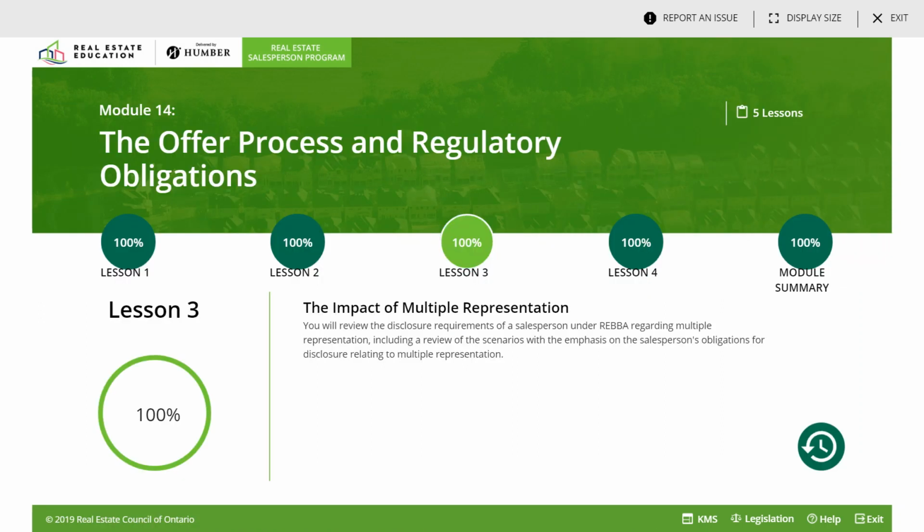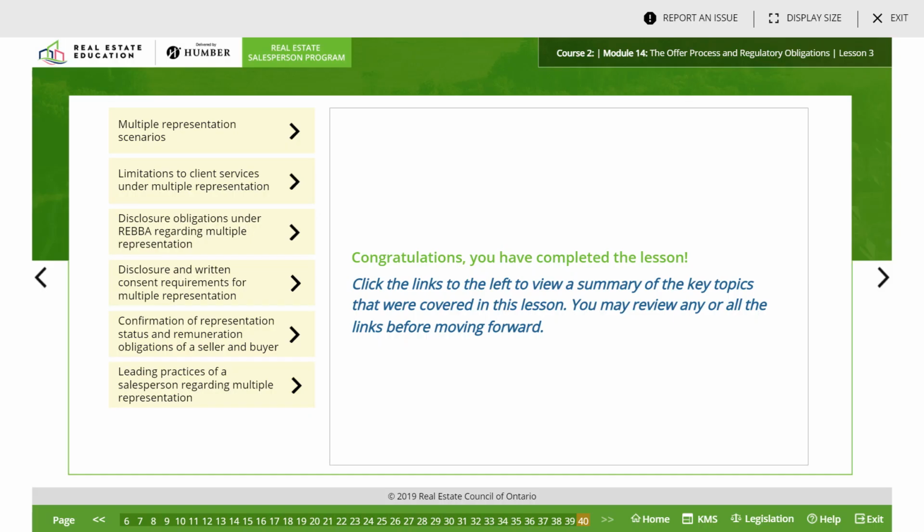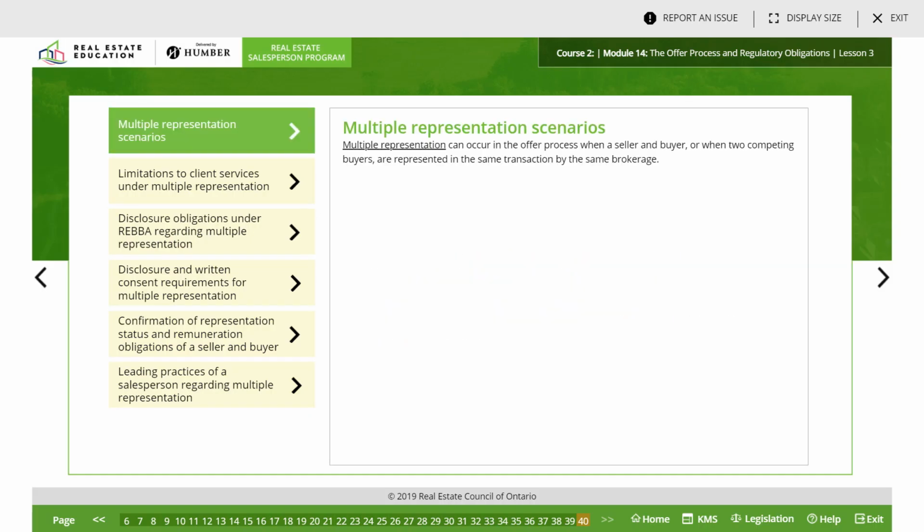Lesson 3 talks about the impact of multiple representation. Ooh, a lot of reading in this. Let's see. 40 pages? God damn. I read all of it, so I wish you good luck. Please read all of it because there's a lot of information in this lesson. Let's see if this covers everything. If not, we'll go back and see what we can find.